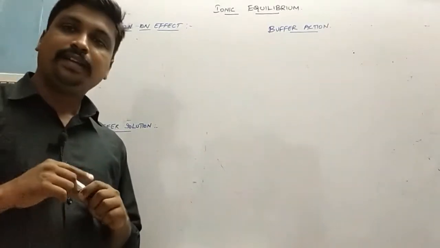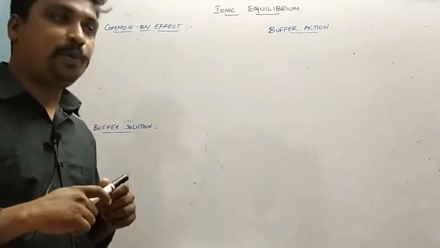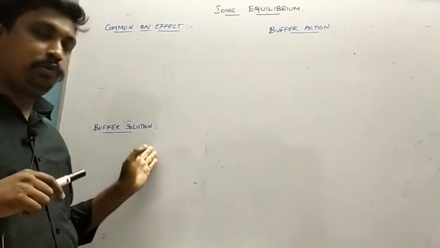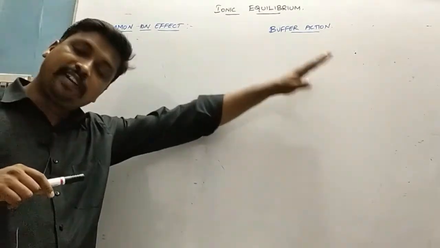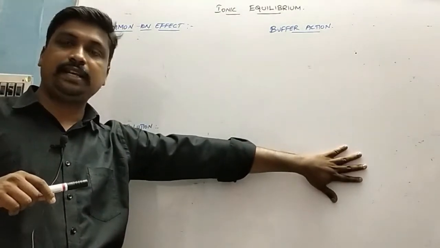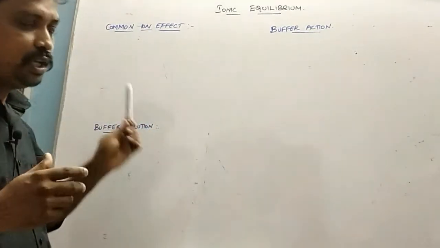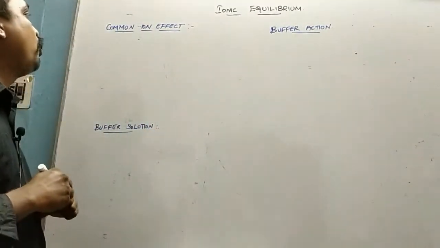வணக்கம். இந்த வீடியோல நிறைய விஷயங்கள் பத்தி பார்க்க போறோம். கவனிங்க. So common ion effect, buffer solution, buffer action, buffer capacity னா buffer index னா என்ன, அதுக்கு அப்புறம் Henderson Hasselbalch equation அப்படினு சொல்லிட்டு நிறைய விஷயங்கள் பார்க்க போறோம். Listen carefully. Okay. Common ion effect.